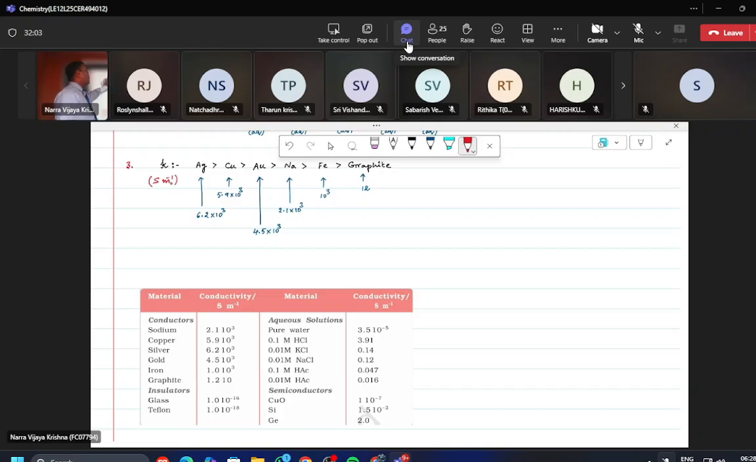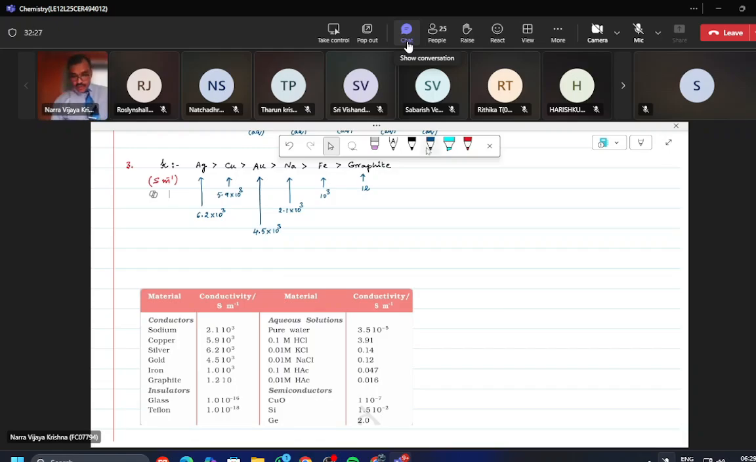So which has the highest metallic conductance or conductivity? Silver. After silver, copper. Silver is costlier. That's why in electrical wires we use copper. It is cheaper and has high electrical conductance. That's why most of our electronic devices and home electrical devices are connected through copper wires. Clear?